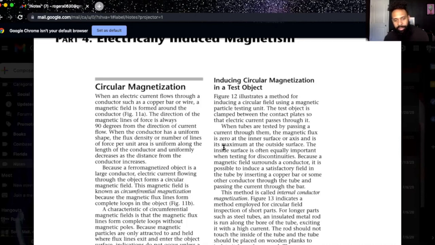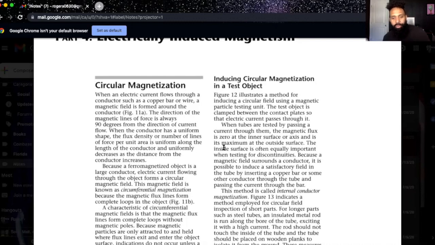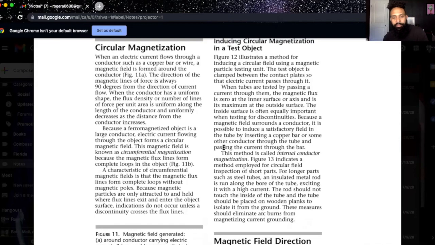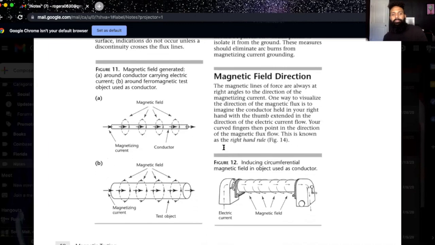The rod should not touch the inside of the tube, and the tube should be placed on wooden planks to isolate it from the ground. These measures should eliminate arc burns from the magnetizing current grounding. Magnetic field direction. The magnetic lines of force are always at right angles to the direction of the magnetizing current. One way to visualize the direction of magnetic flux is to imagine the conductor held in your right hand, with the thumb extended in the direction of the current flow. Your curved fingers then point in the direction of the magnetic flux flow. This is known as the right hand rule.